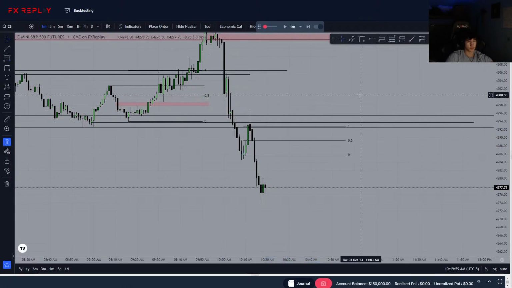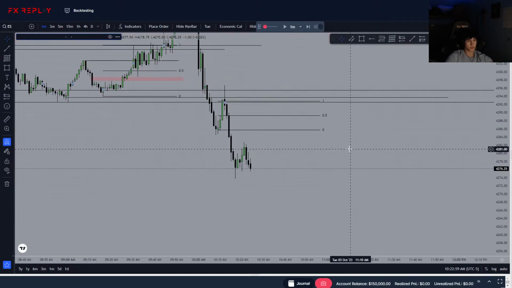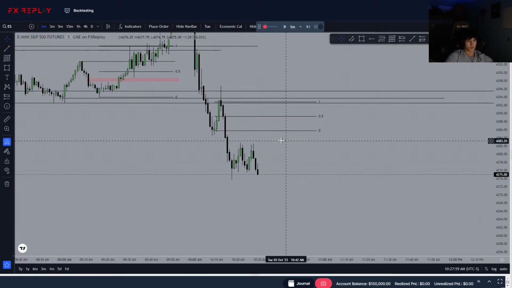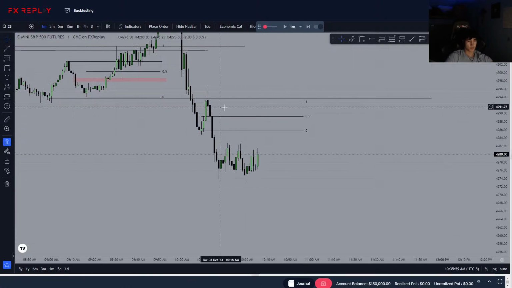I'm going to keep the mean threshold of this order block marked out. I might take shorts off of it just because of power 3, but we're going to have to see.